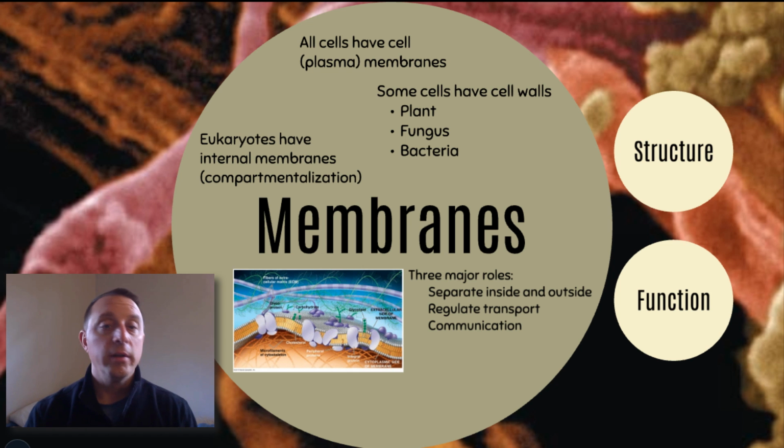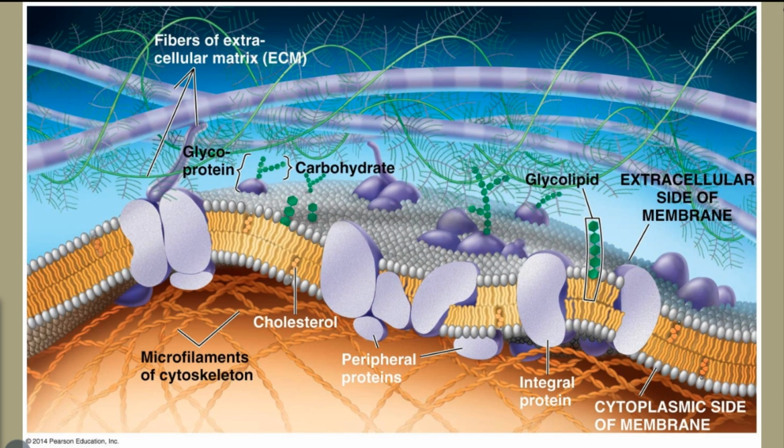And as I mentioned earlier, eukaryotes all have internal membranes to help with compartmentalization. Looking at the structure here, and we'll get a little bit more into the structure in a minute, the main model of cell membrane structure is the fluid mosaic model, where the fluid portion of the model is the phospholipids and the mosaic portion is all of these proteins that are associated with the membrane.